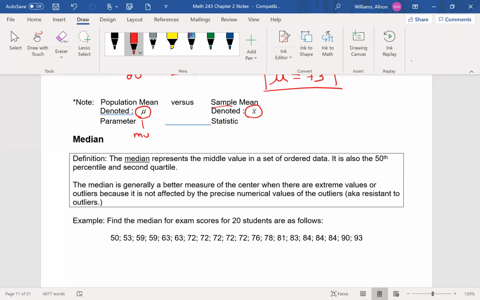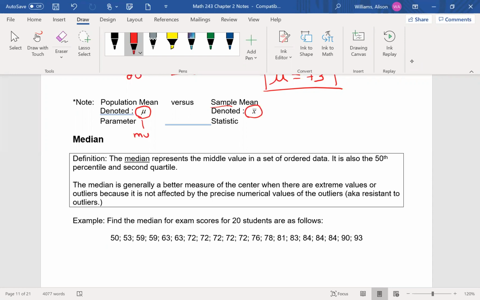In other words, let's say one person scored 5 on their exam. That's not really going to affect the median. However, if you put that into the mean, that is going to affect the mean. It's going to really lower the exam scores because it's so far lower than the rest of the scores. So the median is what they call resistant to outliers.